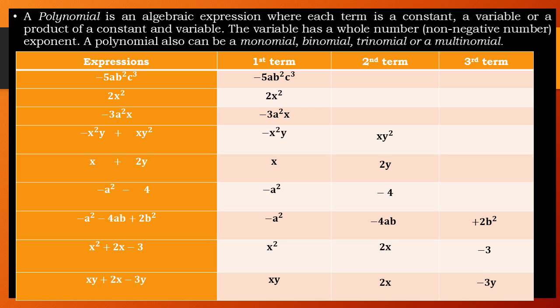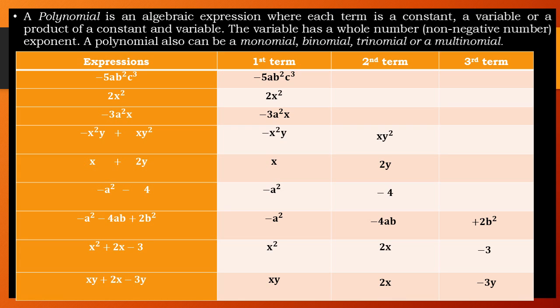Next, let's proceed with the fifth example. We have x plus 2y. The same as the fourth example, it consists of two terms. The first term is x and the second term is 2y, separated by the positive sign or plus sign.